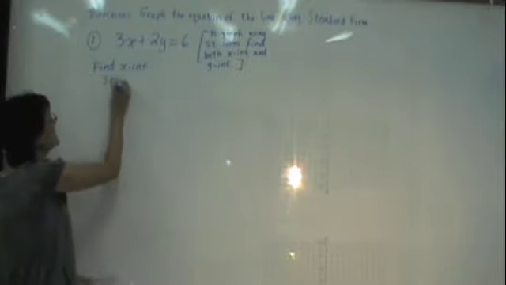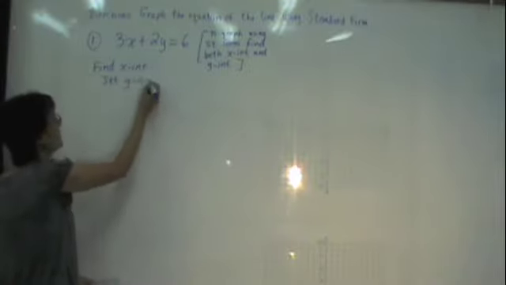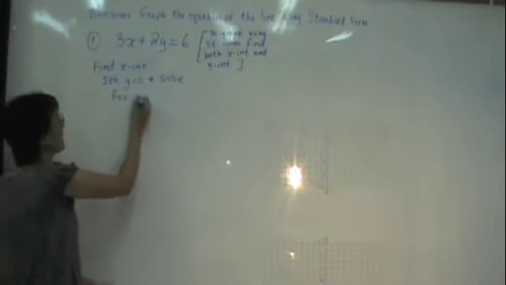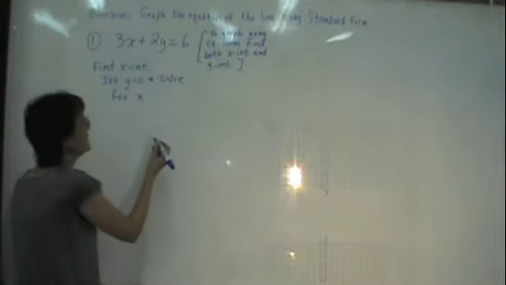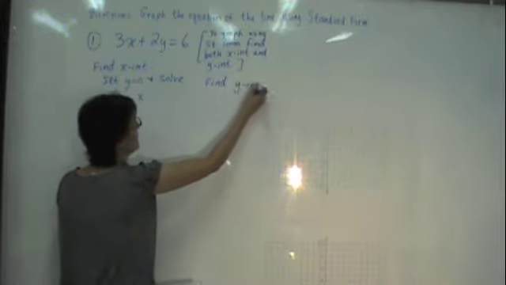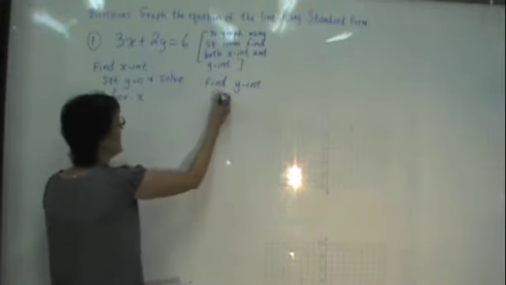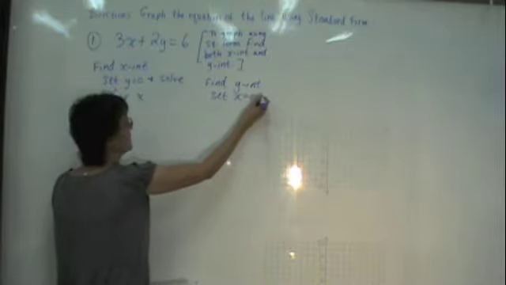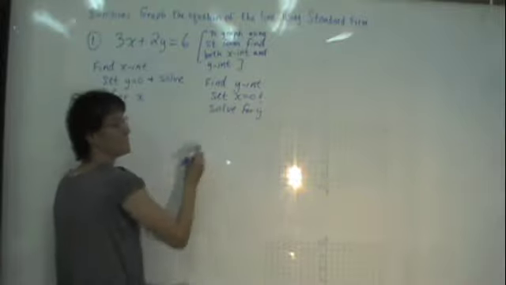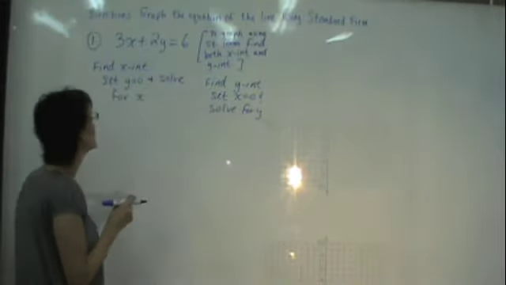All right, so I'm going to just say when you find the x-intercept, you're going to set your y equal to 0 and then solve for x. Okay? And then to find the y-intercept, you're going to set x equal to 0 and solve for y. Okay? Alright, so let's go ahead and do this.